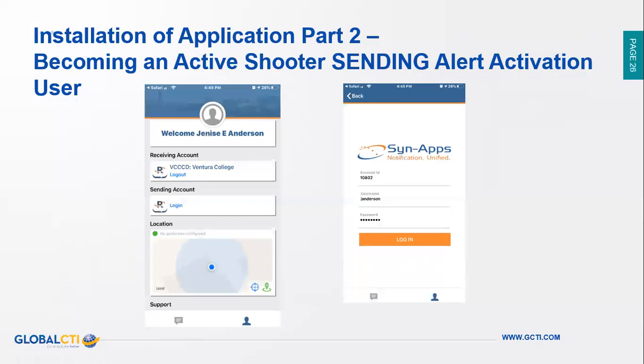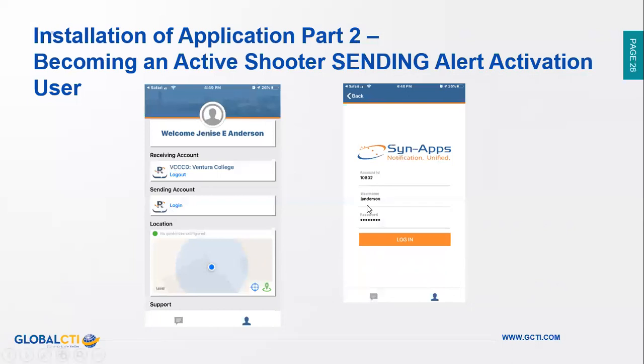In the sending account, you're going to set this up by clicking on the word login under the sending account bar of your personal information page under the person icon. That will open up the screen to the right here where it's going to ask you for your account ID, your username, and your password. The account ID is 10802.